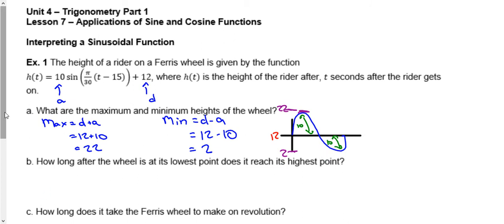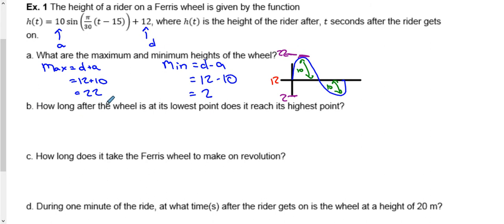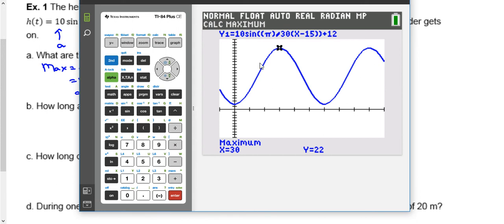For part B, how long after the wheel is at its lowest point does it reach its highest point? So again, we kind of just found that out here. Its lowest point would have been at the start here, at 0, 2. And again, you're 2 off the ground there. We already did this, so previously we found our first max. And it's going to take from 0, 2 to 30, 22 to get to the max there.